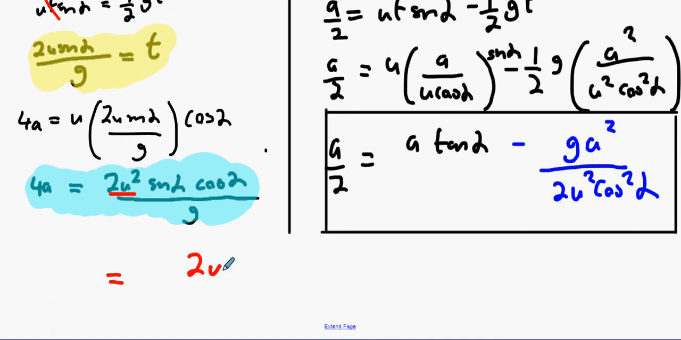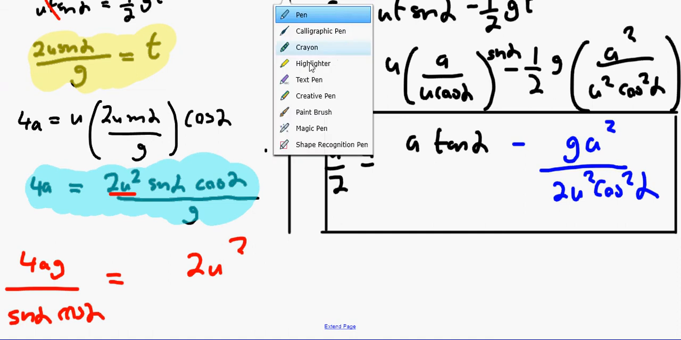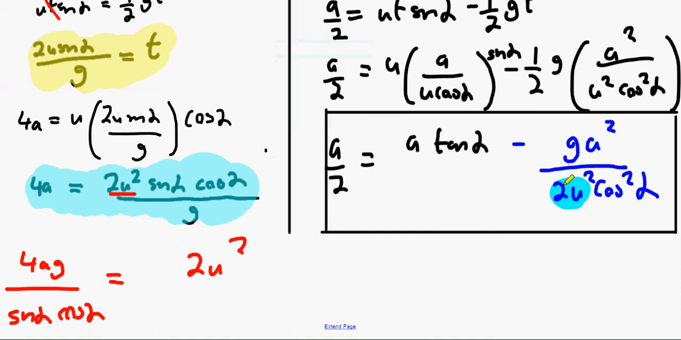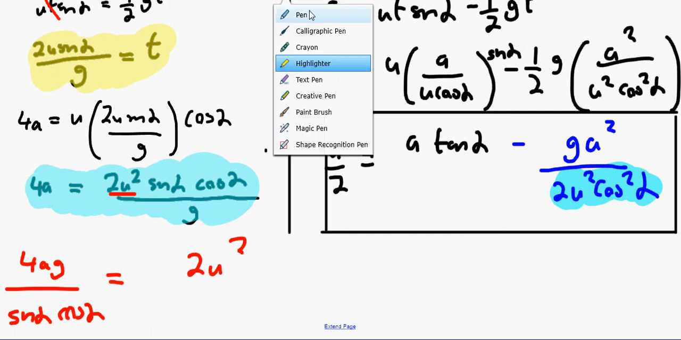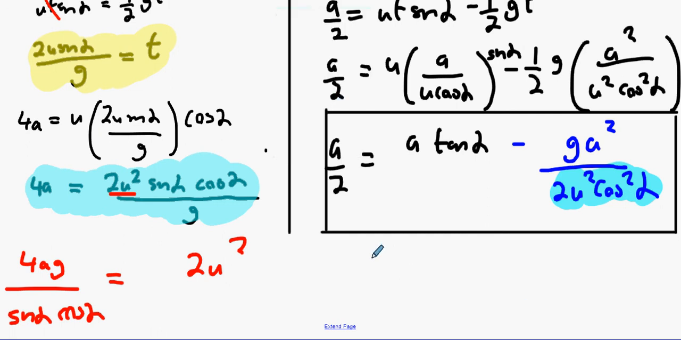Get 2u squared on its own, and what do I bring up here? Bring up the g, and you get 4ag. And then bring down the sine alpha and cos alpha. Is that alright? Now, I'm just going to concentrate all my energy on this part here, because if I put it all in one go, my brain's going to hurt, and I don't want that. So, what do I do here instead?